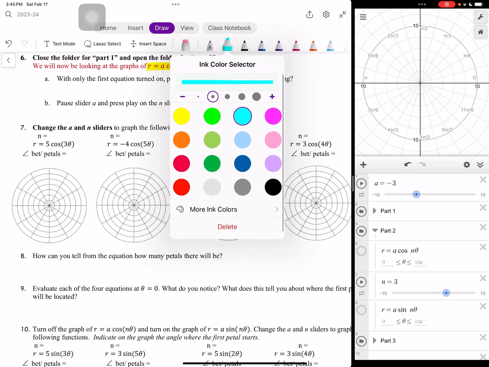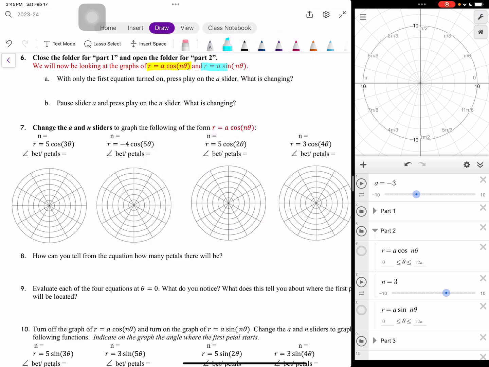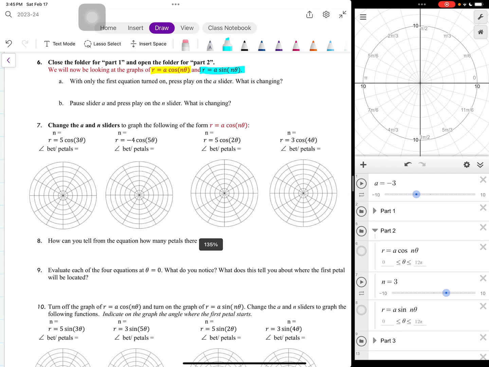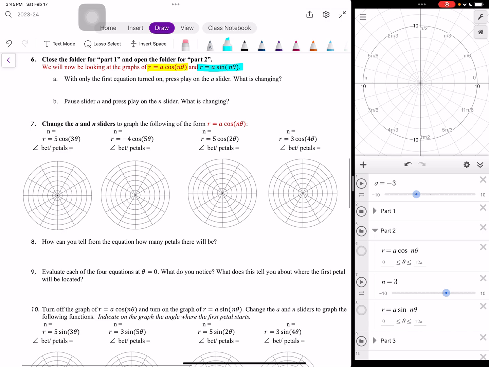And the second one we're going to look at is a sine of n theta, where again the period is going to be affected. So what do these look like? Are they circles or are they something else? Well, I don't know. Let's find out. That's the purpose of the activity.